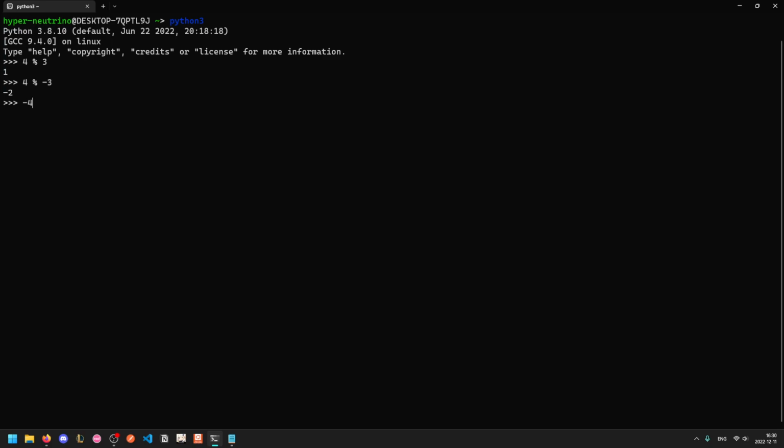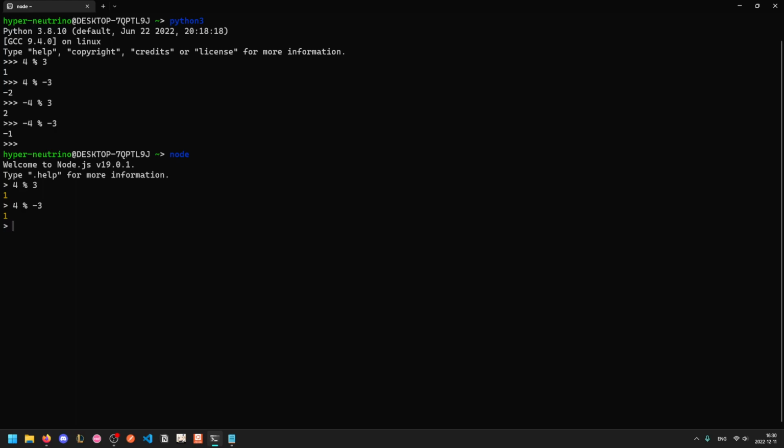If we were to take negative 4 mod 3, we would get positive 2, because negative 4 is equivalent to negative 1, which is equivalent to 2. And if we take negative 4 mod negative 3, we just get negative 1. So this makes sense. Now how does it work in JavaScript? 4 mod 3 is the same thing, but 4 mod negative 3 is still the same thing. Why is that the case? Well, in JavaScript, the modulo operator keeps the sign of the left side. It's more of a remainder.